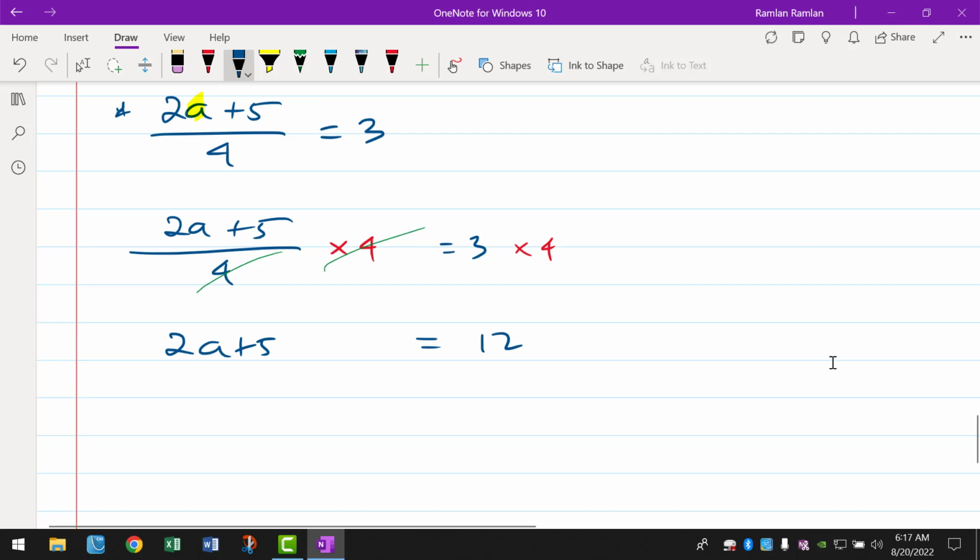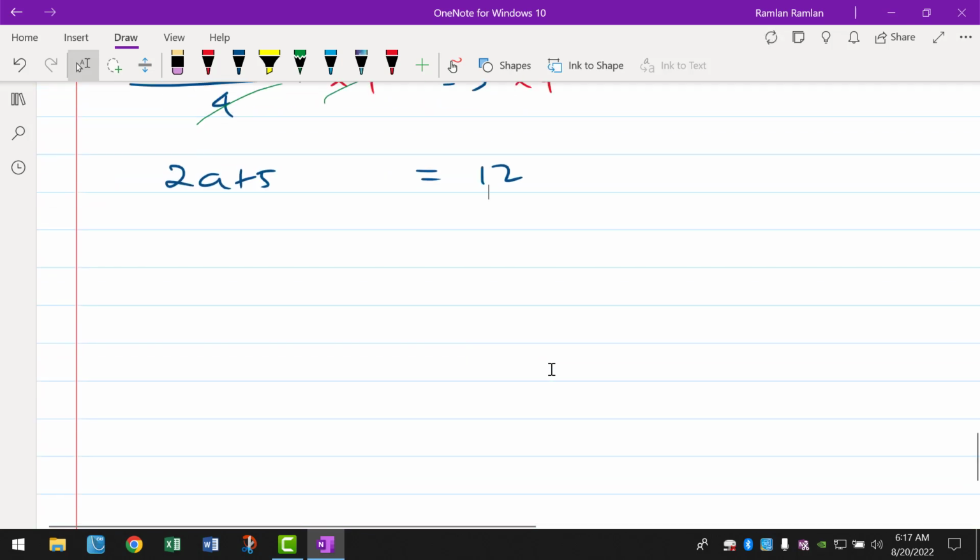And then we do the same exact thing like we did before over here, right? It's just a different value, a different number. So we do it again. We subtract 5 from both sides, because it's plus 5. And then on the left side you only have 2a, because plus 5 minus 5 is just 0. 12 minus 5 is equal to 7.